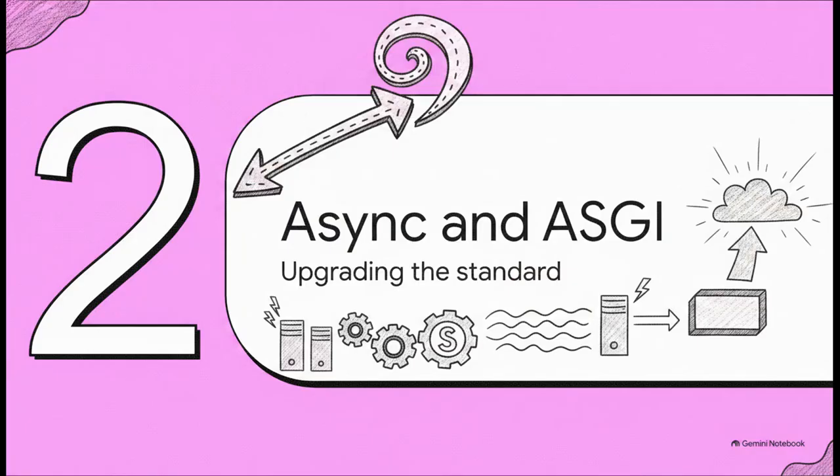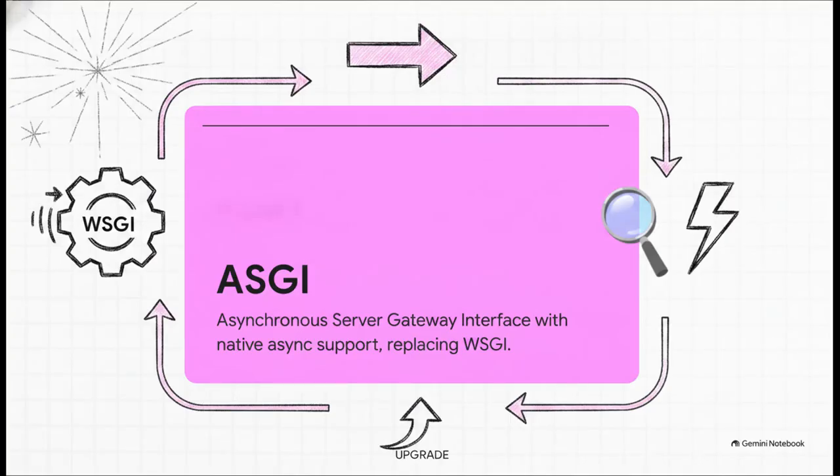Moving on to Section 2, Understanding Async and ASGI, Upgrading the Web Standard. To really grasp what Starlette does, we have to talk about the actual physics of modern Python servers and unpack a crucial acronym, ASGI. That stands for Asynchronous Server Gateway Interface. Think of it as a standardized rulebook for how a Python web app talks to a web server.